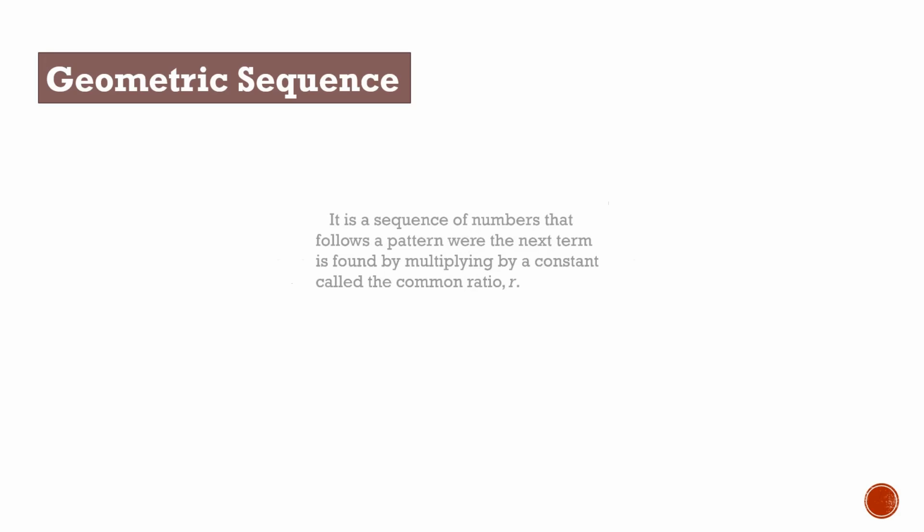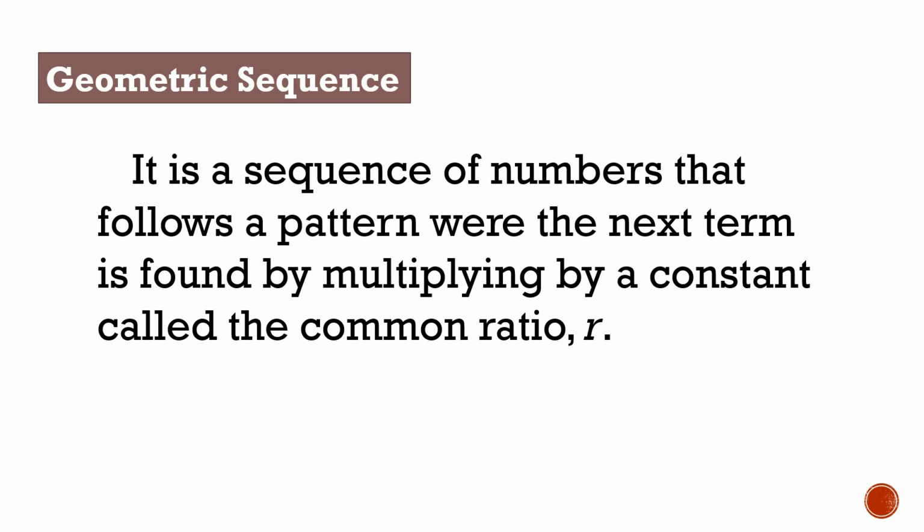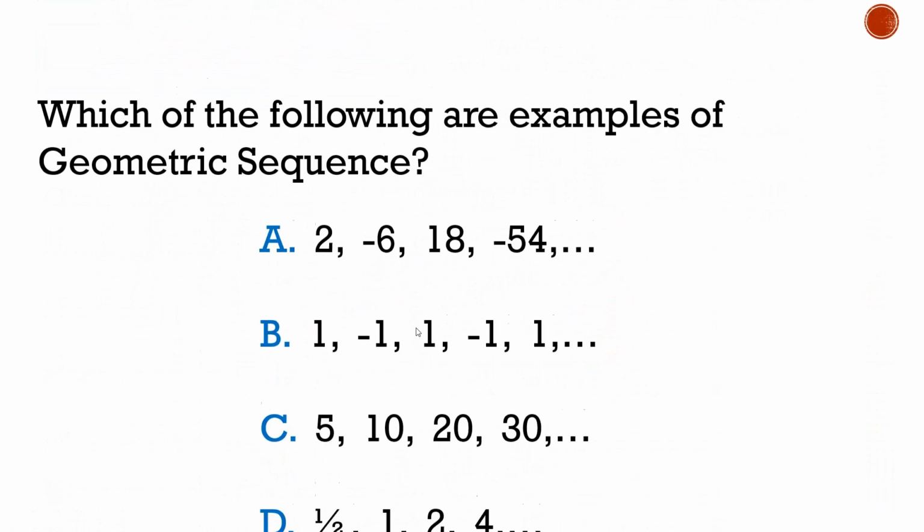Now, what is a geometric sequence? It is a sequence of numbers that follows a pattern where the next term is found by multiplying by a constant called the common ratio. What makes a sequence geometric is the common ratio. If you remember our previous lesson on arithmetic sequence, what makes an arithmetic sequence arithmetic is the common difference. For the geometric sequence, it's the common ratio, or the small letter r.